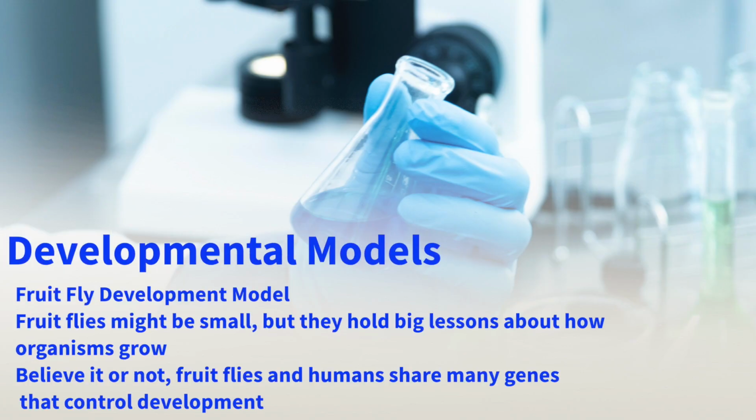There are models which talk about developmental biology. Let me talk very briefly about these models. A very essential model is the fruit fly. Fruit flies are continuously used in biology to study the developmental part of any living creature. Fruit flies might be very small, but they hold a big reason why we have to study the growth of an organism. The fruit fly developmental model helps us understand the stages from an egg to an adult fruit fly.